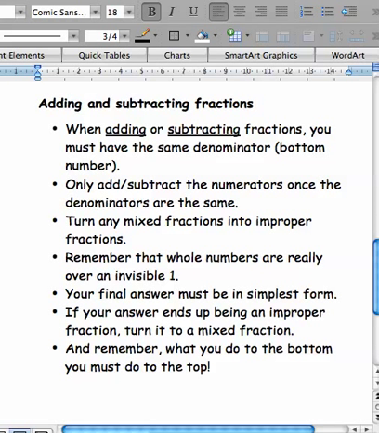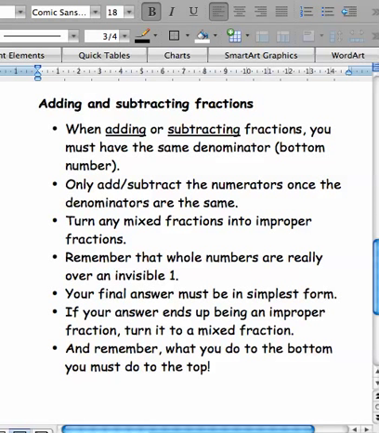So when adding or subtracting fractions, you must have the same denominator. That's very important. Otherwise, you can't add or subtract your fractions. The second point says that you can only add the numerators, so your top numbers, once you have made the denominators the same. So after this point, that's when you add your top numbers, and just remember your denominator won't change. If it's 8, it will stay 8. The third point, if you see any mixed fractions, you turn them into improper fractions. That would be your first step.